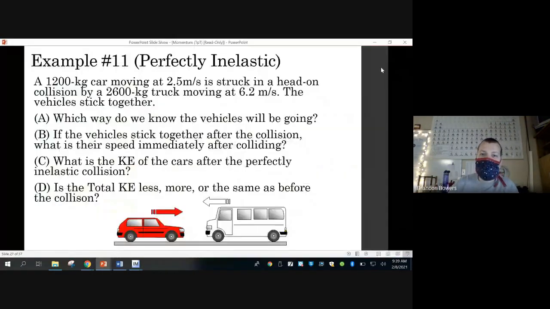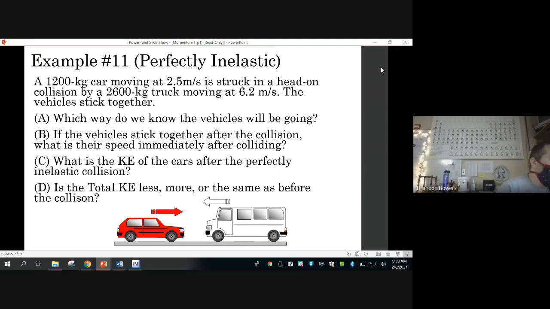All right. So if you look at another example, a 1,200 kilogram car moving at 2.5 meters per second is struck head on in a collision by a 2,600 kilogram truck moving at 6.2 meters per second. The vehicles will stick together. Which way are the vehicles going to be moving? The direction of the truck. All right, so it's going to be moving left.